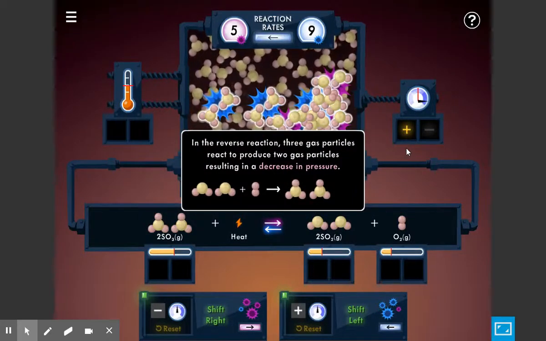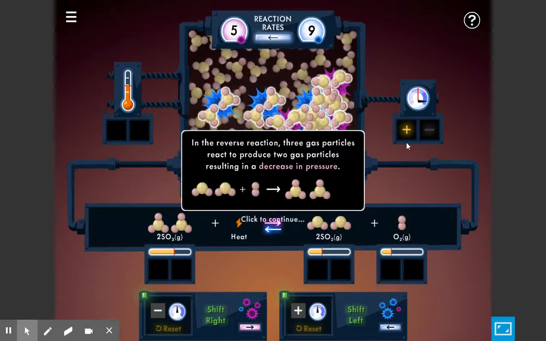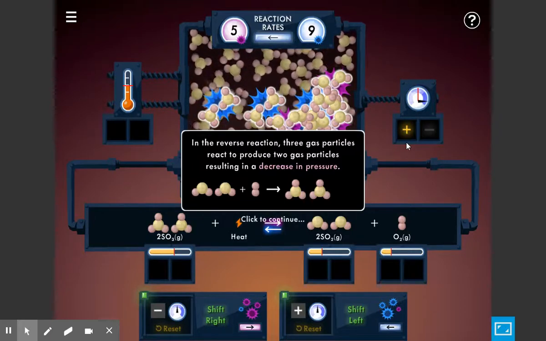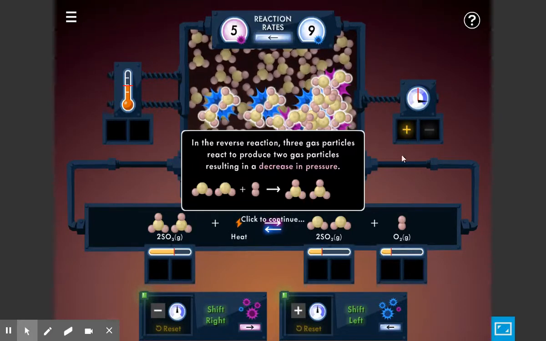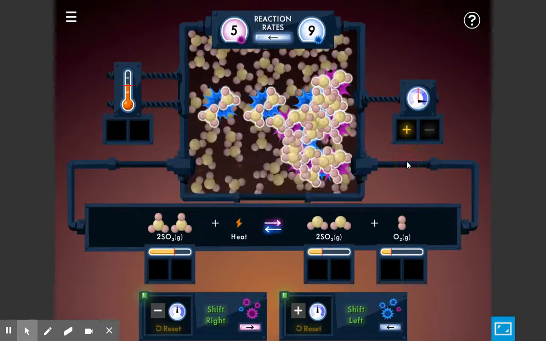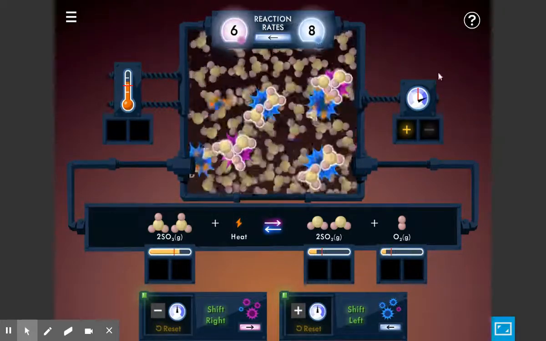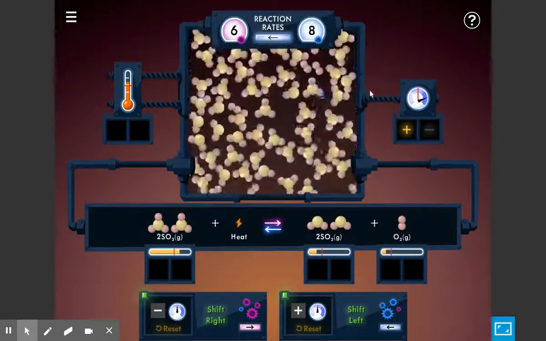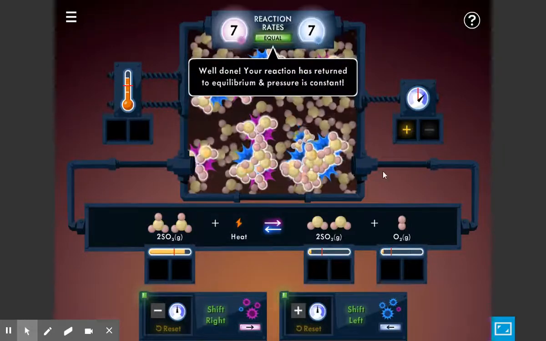And since we have an increase in SO3, there are fewer particles of SO3 at equilibrium when this is finished, therefore the pressure should decrease. And if we notice our meter, the pressure is decreasing as we get back to equilibrium.